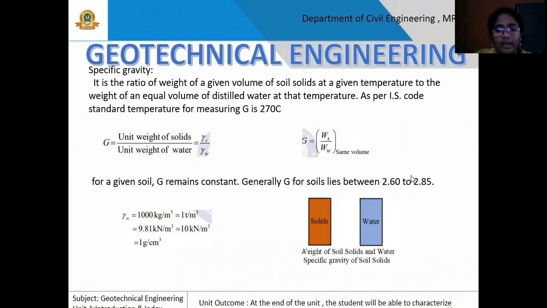So whenever you calculate G, the value should always lie between 2.6 to 2.85. Coming to the unit weight of water, everybody knows the unit weight of water, but it varies based on the units. Whenever it is considered in kilonewton per meter cube, we have to take it as 9.81. Whenever it is given in gram per centimeter cube, we take it as 1.